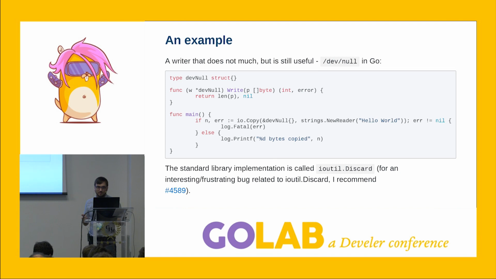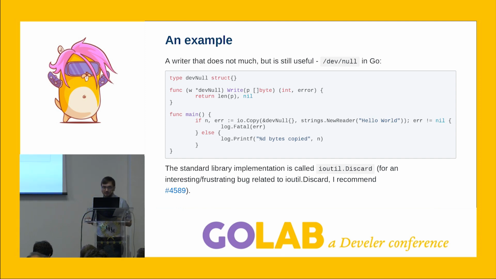So here's another example which I use quite often on the command line, dev null. It's a sink where all the bytes are discarded. We define a type, and we define a Write method on the type. In this case, I wouldn't have to use the pointer receiver. And then we just return the length of the byte slice and nil. So we just say, well, we processed all the bytes and there were no errors.